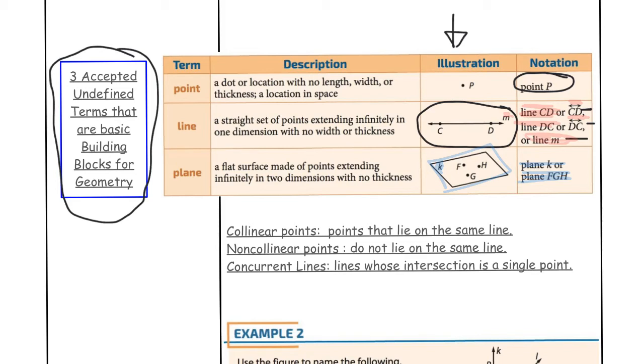3 other definitions that you need to be aware of are collinear points. Collinear points are points that lie on the same line. Non-collinear points do not lie on the same line. And concurrent lines. Concurrent lines are lines whose intersection is a single point.